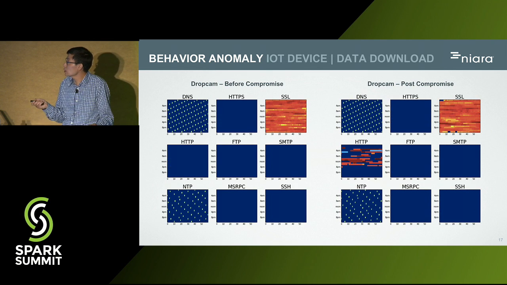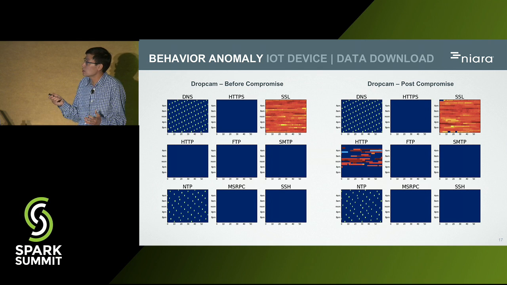We can also take a look at an IoT device case. In this case, this is a real device, a webcam in our office. The only thing it does is take video, encrypt the video, and send it to AWS. So in the normal behavior, you only see this intensive SSL, which is encrypted data transfer, and some NTP, which is time synchronization.